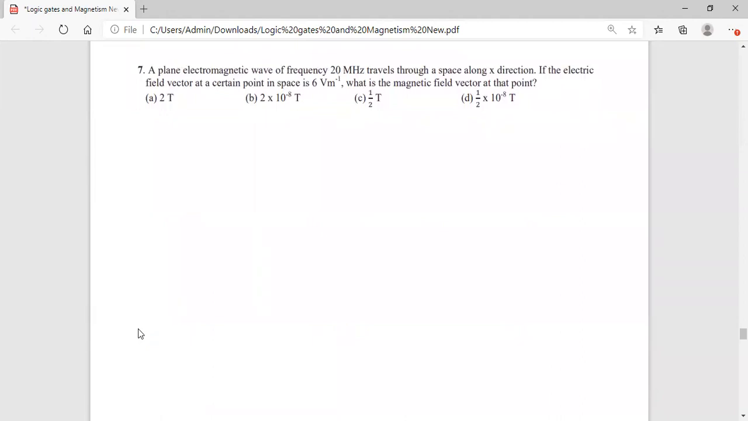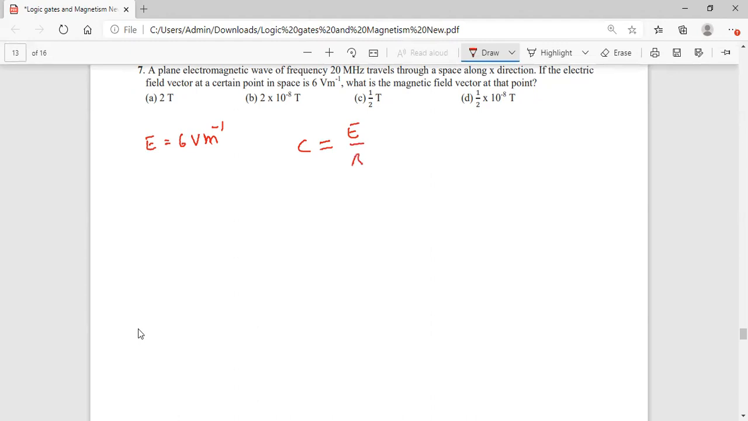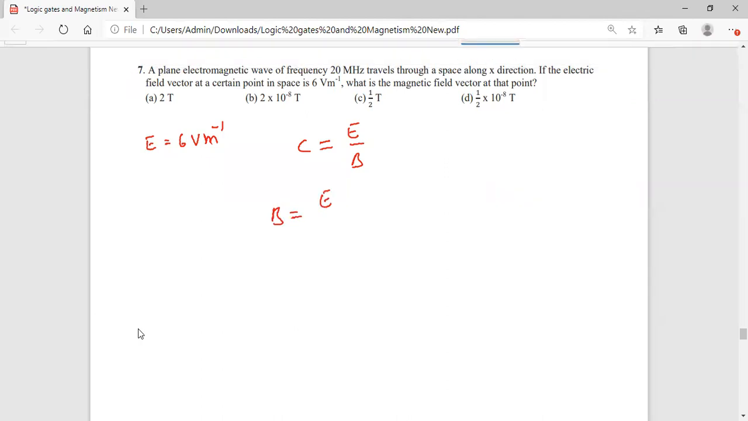Next, seventh one. A plane electromagnetic wave of frequency 20 megahertz travels through space along x direction. If the electric field vector at a certain point in space is 6 volt per meter, so electric field E is given, E is equal to 6 volt per meter. What is the magnetic field vector at that point? So it's an electromagnetic wave. For an electromagnetic wave, speed of the wave is equal to E by B. Now it is asking for B. B is equal to E by C.